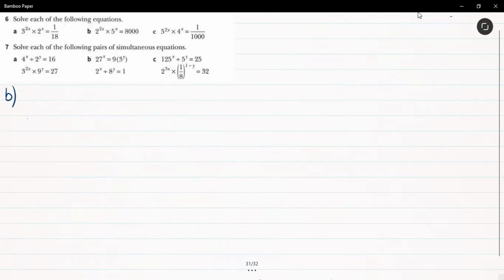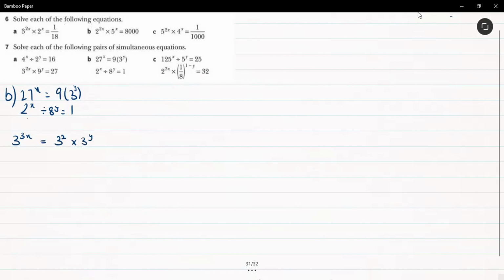Okay, for part B, we have 27 raised to the power x is equal to 9 multiplied by 3 raised to the power y. And the second equation is 2 raised to the power x divided by 8 raised to the power y is equal to 1. Now simplify the first equation first. 3 raised to the power 3x, because 27 raised to the power x is equal to 3 cubed raised to the power x. Okay, so we are going to say 3 raised to the power 3x is equal to 3 squared multiplied by 3 raised to the power y.